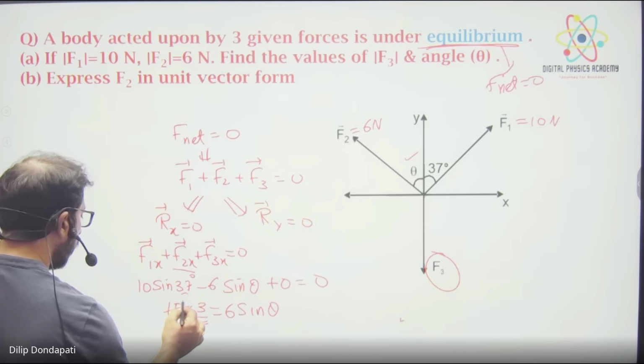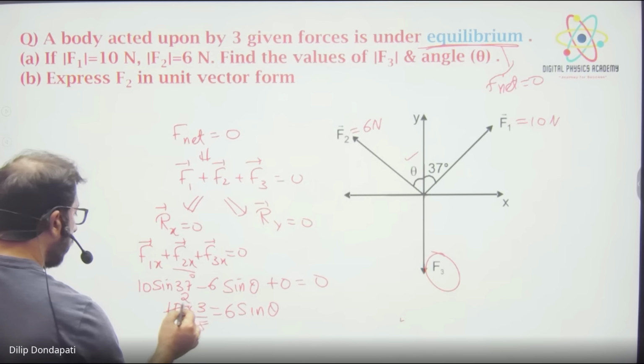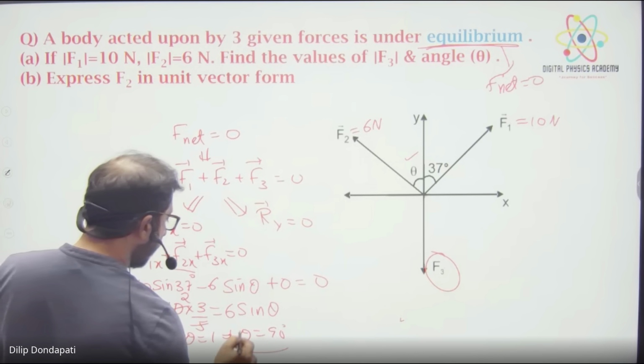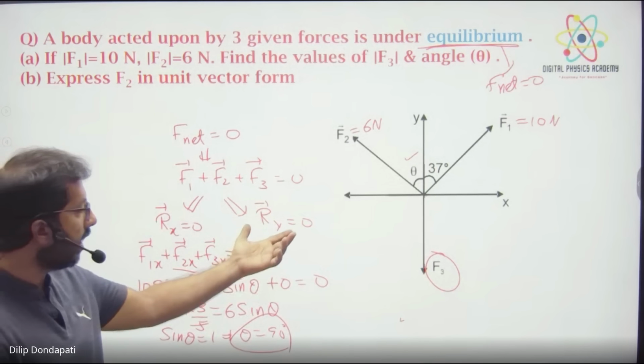So 6 by 6 is 1. So sin theta is 1, which means theta is 90 degrees. So theta has been found. Now what is the second condition?